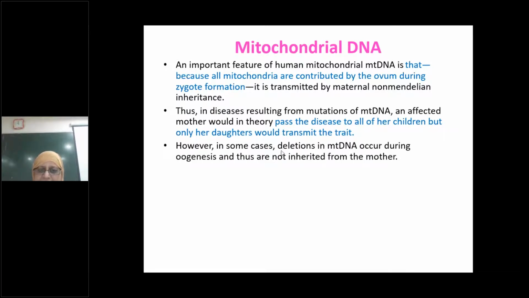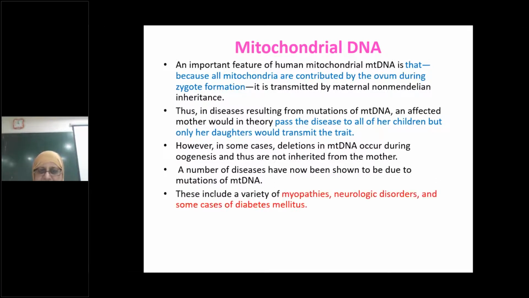However, in some cases, deletions in mitochondrial DNA occur during oogenesis, and then they are not inherited from the mother. A number of diseases have been shown to be due to mutation in mitochondrial DNA. Some of the diseases we are mentioning here, like myopathies, neurological disorders, and some cases of diabetes mellitus, are seen as a result of mutation in the mitochondrial DNA.